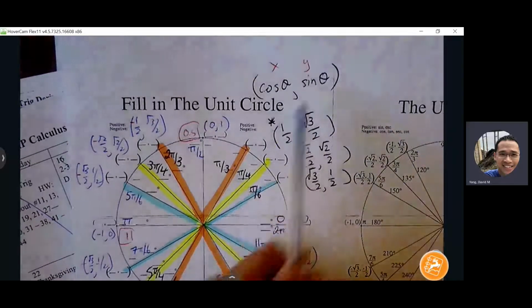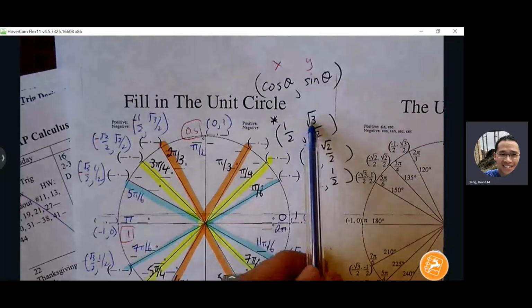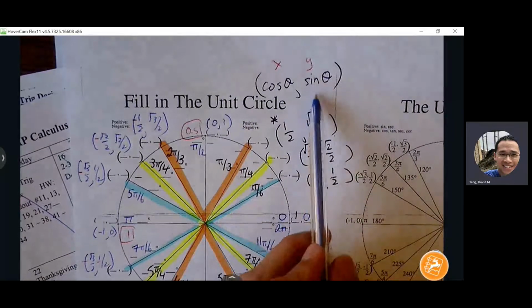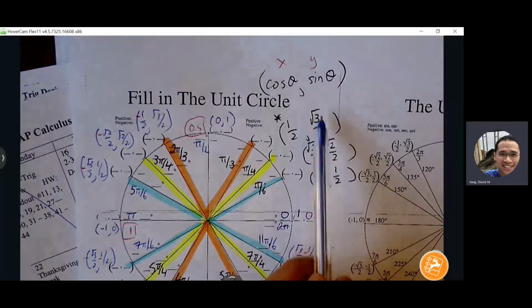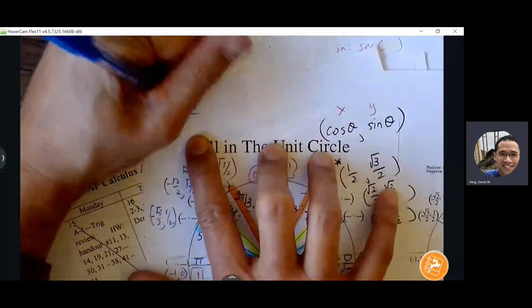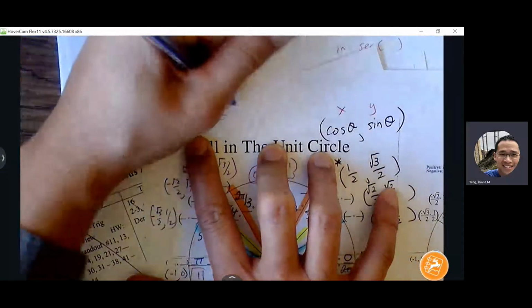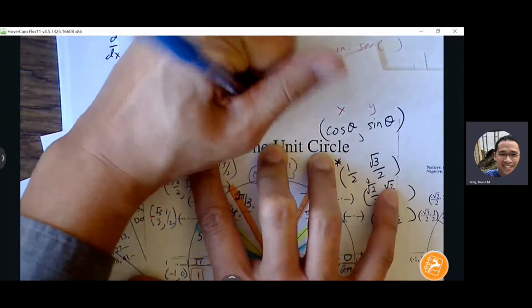Sine of pi over 3, sorry, cosecant of pi over 3 will just be taking the y value and flipping it. So if I know sine of pi over 3 is root 3 over 2, then the cosecant of pi over 3 is going to be 2 over root 3. And finally, tangent. Tangent is just going to be y over x, or in other words, sine over cosine.